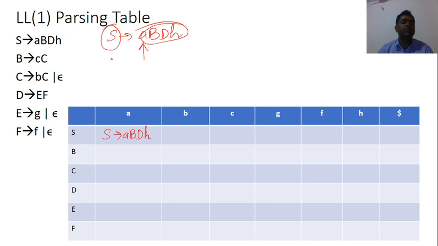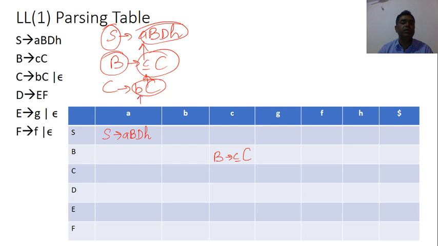Next, consider the production B derives to cC. First of cC is what? Small c. Then where do I have to insert it? In the B row and small c column, insert B derives to cC. Next, consider the production C derives to bC. First of bC is what? Small b. In the C row and small b column, insert this production, C derives to bC.